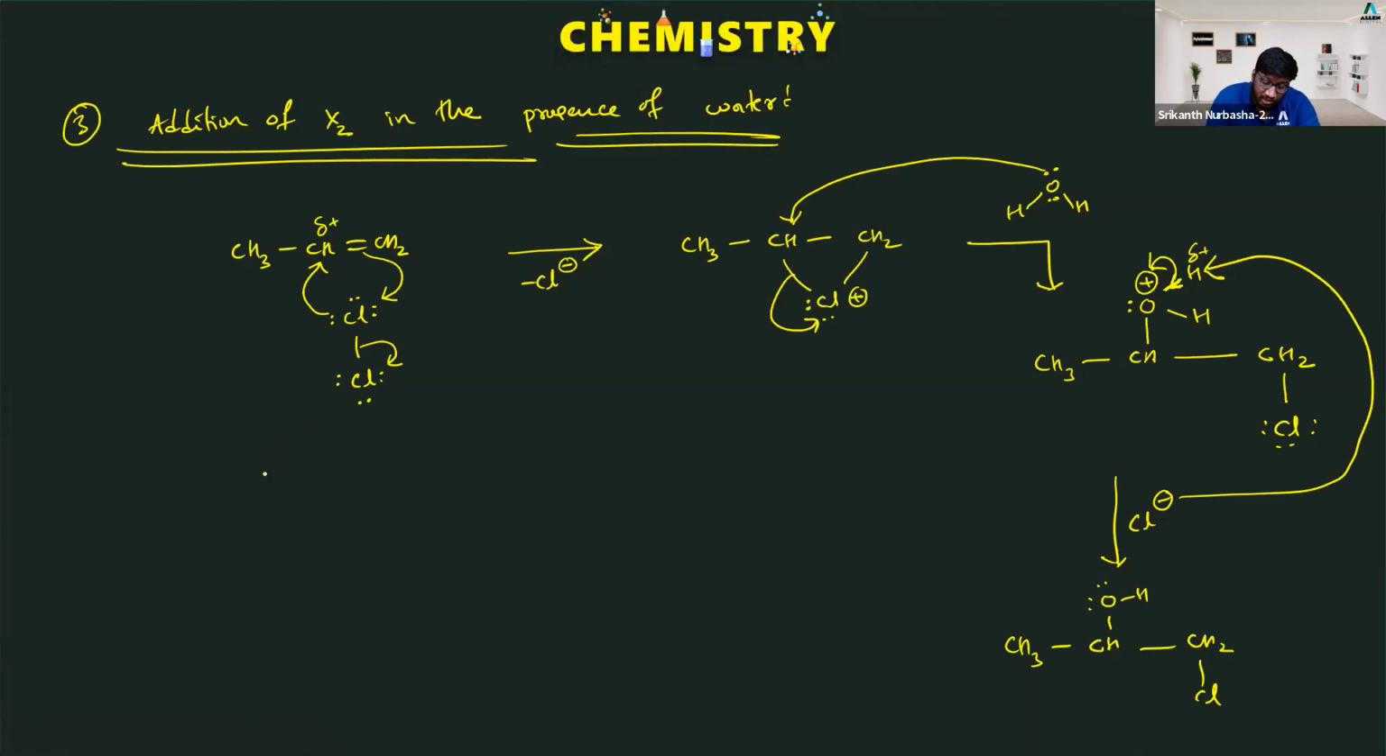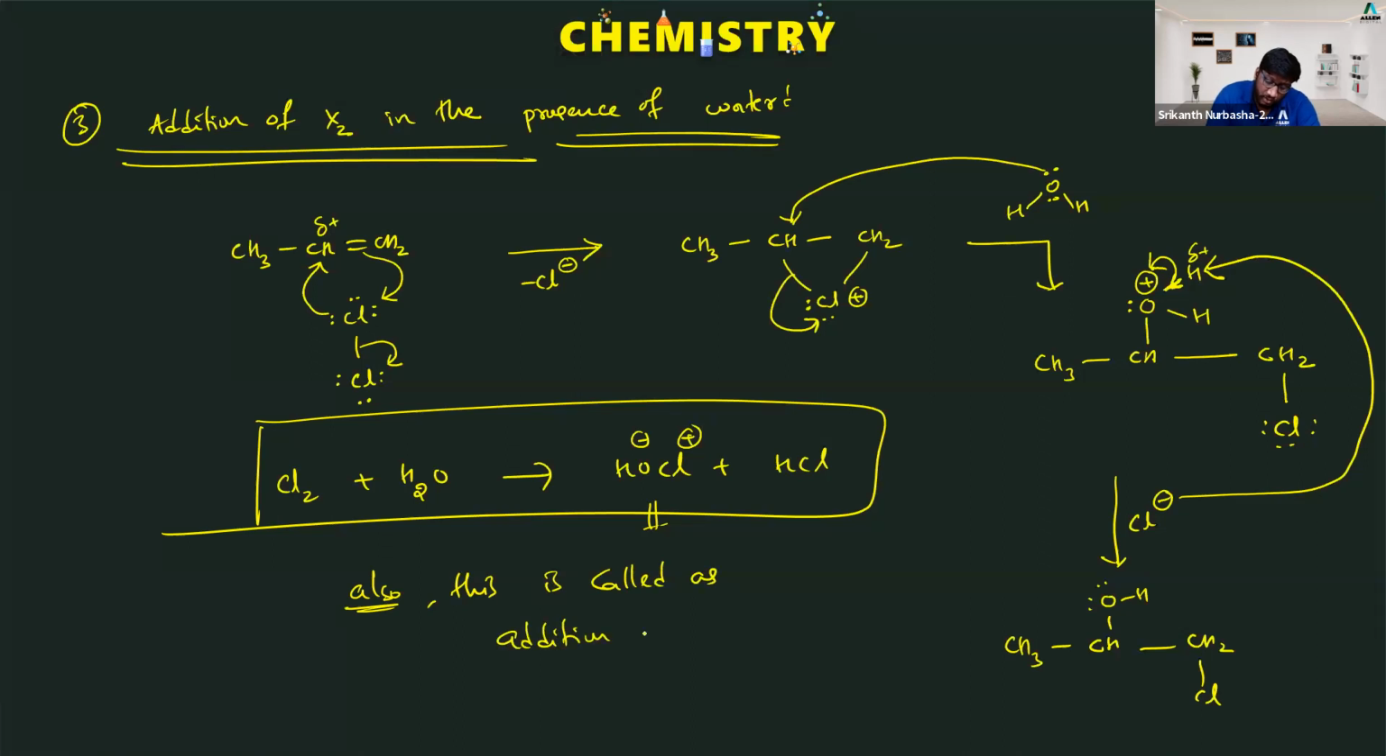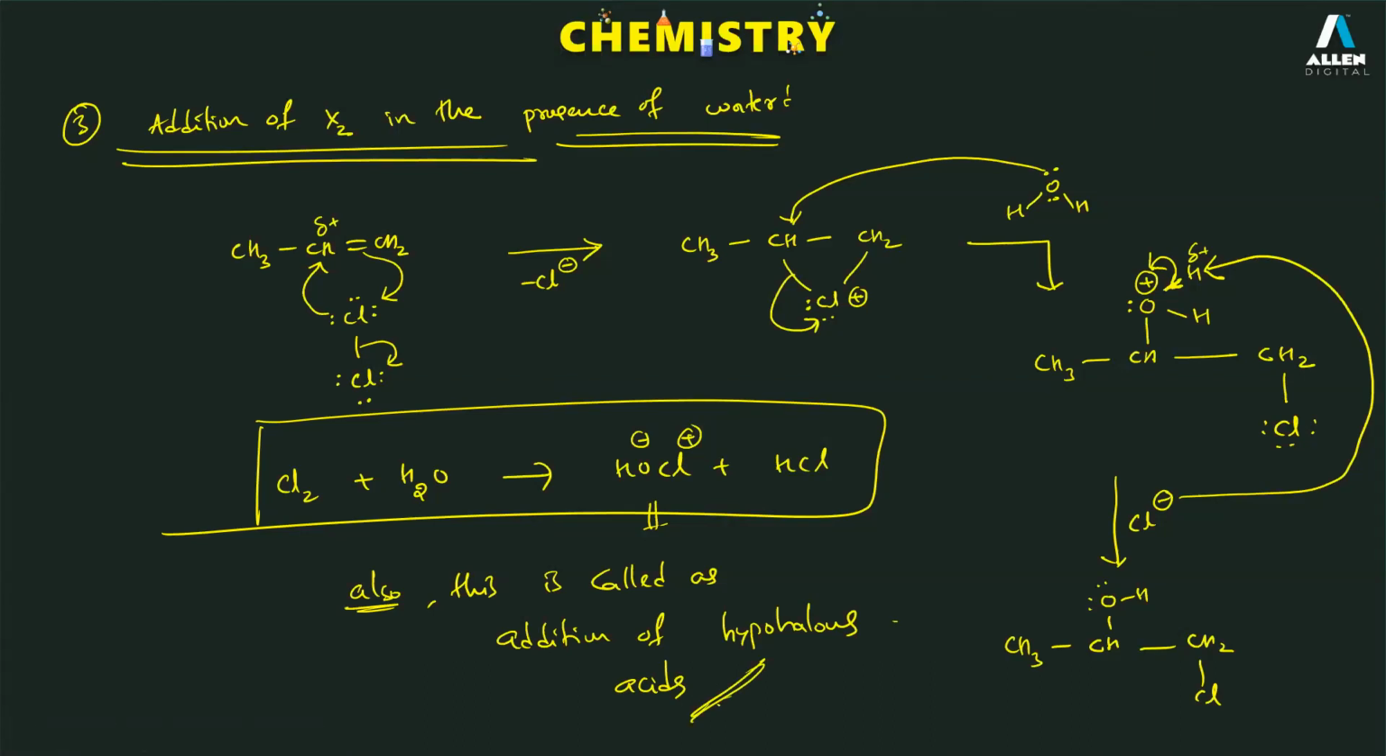And we can also call this reaction X2, like Cl2 in the presence of water, actually giving HOCl plus HCl, or HO minus and Cl plus. It is also known as hypohalous acids. Also this reaction is called addition of hypohalous acids. Is that clear, students? Yes. Very good. So this is nothing but addition of hypohalous acids.